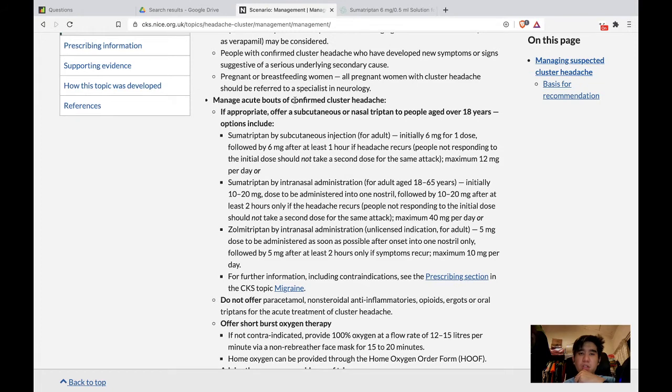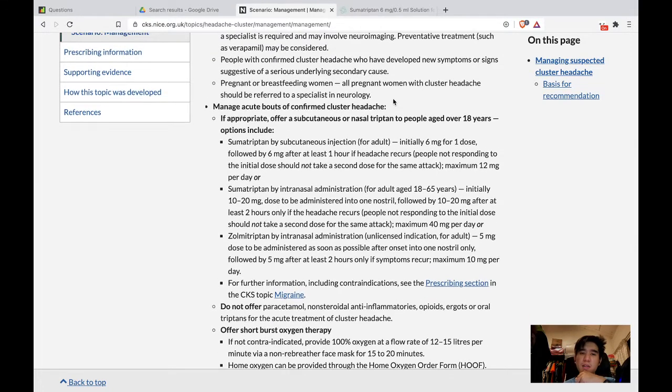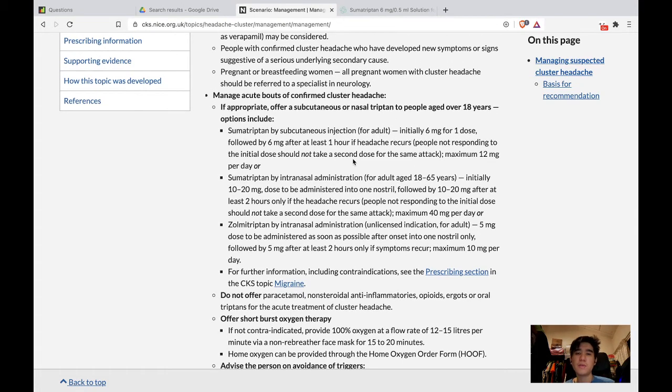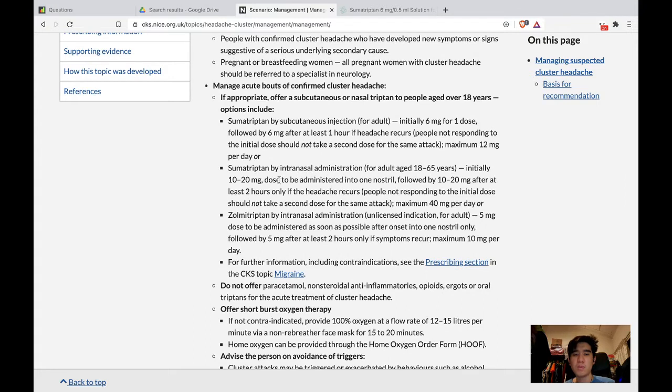Okay, manage acute bouts of confirmed cluster headaches. If appropriate, offer subcutaneous or nasal triptan to people aged over 18 years. Options include sumatriptan by subcutaneous injection for adults, initially 6 mg for one dose, followed by 6 mg after at least 1 hour if headache recurs. People not responding to the initial dose should not take the second dose for the same attack, maximum of 12 mg per day.